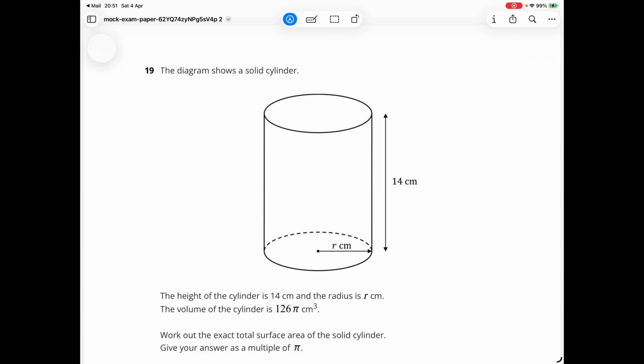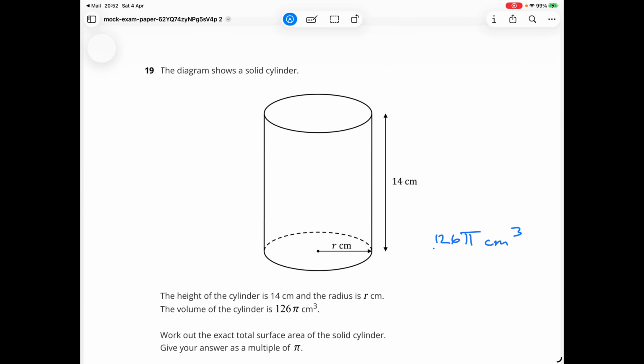The diagram shows a solid cylinder. The height of the cylinder is 14 centimetres and the radius is r. The volume of the cylinder is 126 pi centimetres cubed. Work out the exact total surface area of a solid cylinder and give your answer as a multiple of pi. So that means we've got to find r.